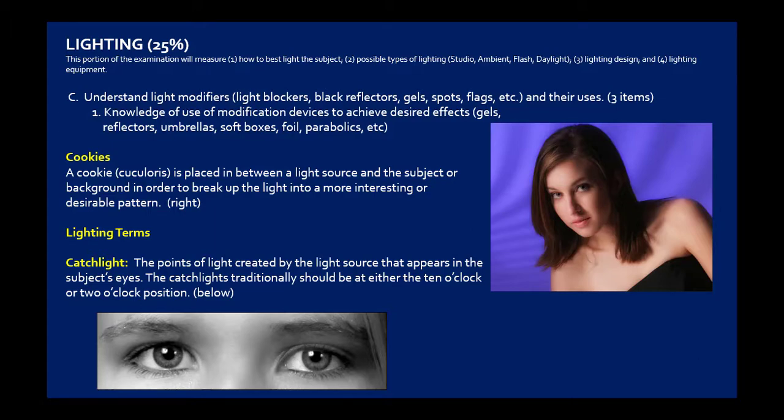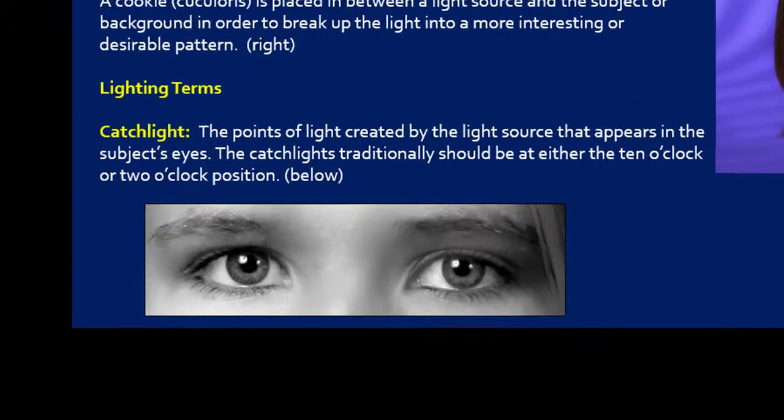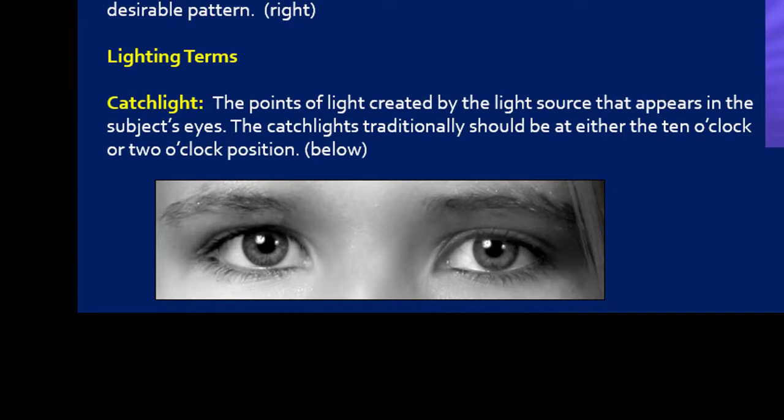The first one that we're going to talk about is catch lights. Catch lights are those points of light that you see in a portrait subject's eyes that are created from the light source that you were using to illuminate that subject. Traditionally speaking, we like the catch lights to be at the 10 o'clock or 2 o'clock position. That indicates that the light is in a traditional position that's not too high, not too low. I usually suggest that you put your main light and your fill light at least a foot above the subject's head, because that puts that catch light in that 10 o'clock or 2 o'clock position.